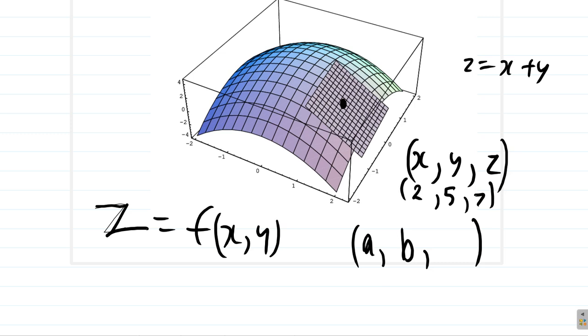So, our 2 would be A. Our 5 would be B, and then our Z would be A plus B, alright? But it may not be A plus B, it could be something else. So Z in this case is f of A, B. Some function of A and B put together, alright? So we have our point. Our point is at A, B, f of A and B.